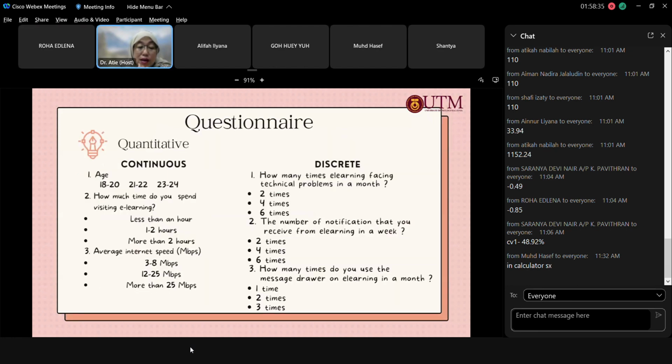Okay, continuous, again this one the same mistake macam group Hasif, so you tak boleh buat 18 to 20, this one dah already categorical data, qualitative. So you kena buat macam dash years old, something like that. Okay. And then how much time do you spend visiting e-learning? So again, diorang kena open-ended juga. You kena letak dash hour.